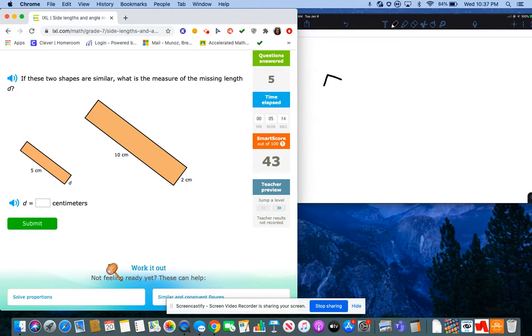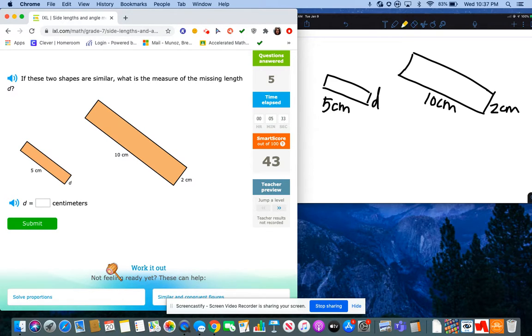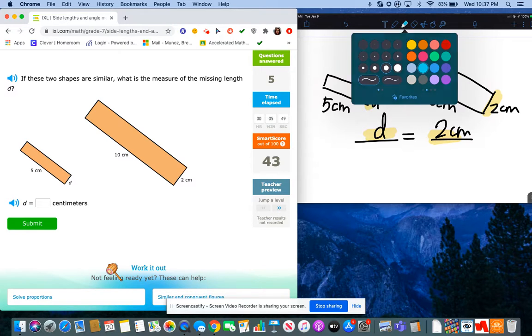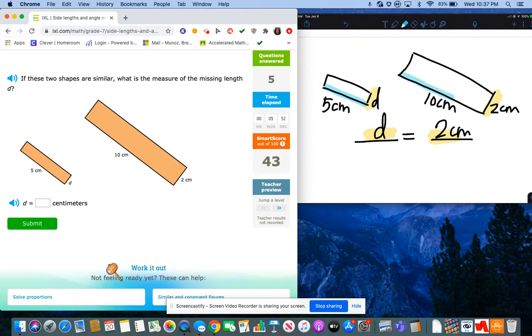There's a short rectangle, right? And then we have 5 centimeters, and then letter D. And then we have the larger rectangle, similar, they say. So here is 10 centimeters, and then here is 2 centimeters, right? So D is corresponding to 2 centimeters. And then here, 5 centimeters is corresponding to 10.